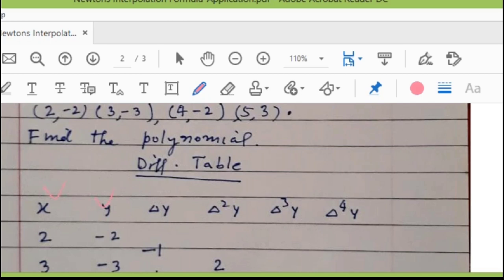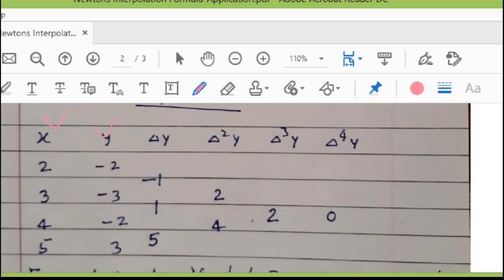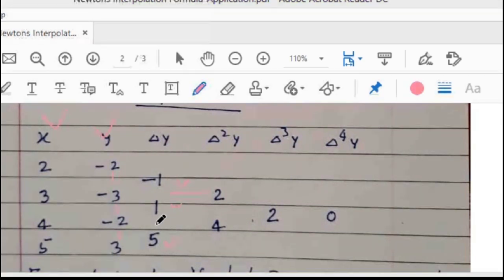We have arranged the values of x and y in this way. Look at x equal to 2, 3, 4, 5, and corresponding y values -2, -3, -2, and 3. We compute the first differences: in between these, -1, then +1, and in between -2 and 3, it is 5. For the second difference, here it is 2, in between 5 and 1.